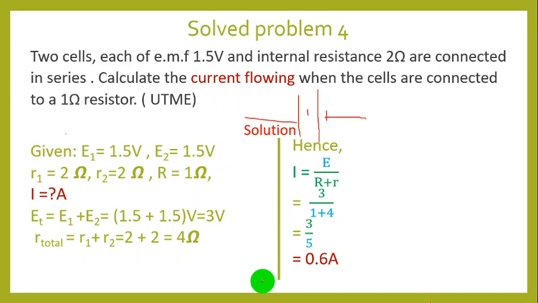So if you compare the solution I'm having here to the previous one, for the previous one, the E total will just pick one. When you're having a series arrangement, you will add the two of them together to get the net value of electromotive force, and that's what you're required to do in this question.